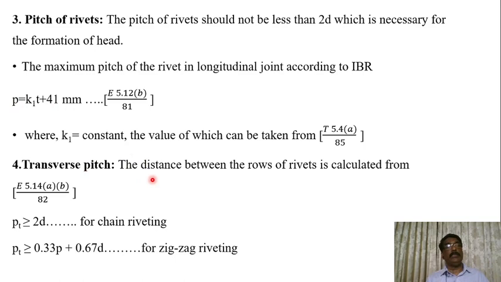Next, also the transverse pitch you have studied. It depends on two formulas, depending on whether it is chain riveting or zigzag riveting. The transverse pitch means the perpendicular distance between the two rows of rivets, which is also important when making a riveted joint for a boiler. The transverse pitch is equal to 2 times the diameter of the rivet hole for chain riveting, and it is equal to 0.33p + 0.67d in case of zigzag riveting. Here p is the pitch and d is the diameter of the rivet hole. Substitute and find the transverse pitch.